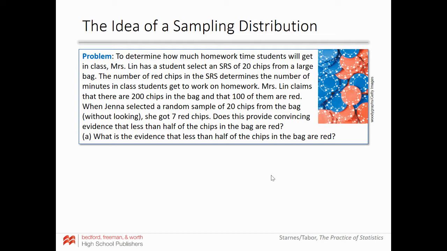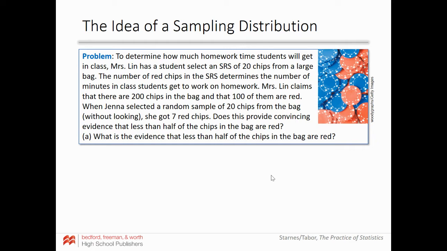To determine how much homework time students will get in class, Miss Lin has a student select an SRS of 20 chips from a large bag. The number of red chips in the SRS determines the number of minutes in class students get to work on homework. Miss Lin claims that there are 200 chips in the bag, 100 of them are red, and that means 100 of them are blue. When Jenna selects a random sample of 20 chips from the bag without looking, she got 7 red chips. Does this provide convincing evidence that less than half the chips in the bag are red?